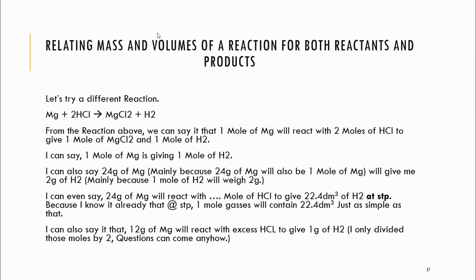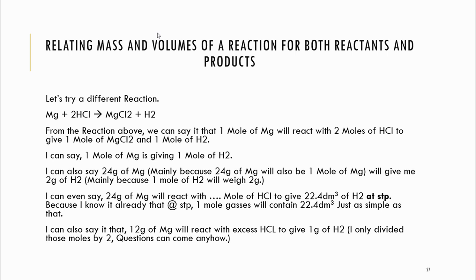So relating mass and volumes of a reaction for both reactant and product. So we're now dealing with what? Mass and volume. Using a different reaction this time: Mg plus HCl to give me MgCl2 plus H2. It is balanced with 2 in front of HCl. So from the reaction above you can see that 1 mole of magnesium will react with 2 moles of HCl to give 1 mole of magnesium chloride and 1 mole of H2. I think that's making sense, right? We can say 1 mole of magnesium is reacting with 2 moles of HCl to give me 1 mole of magnesium chloride and 1 mole of H2. And we can say 1 mole of magnesium is giving me 1 mole of H2. You can just pick any two out of it and relate them.